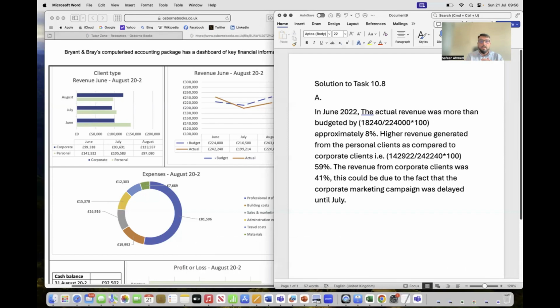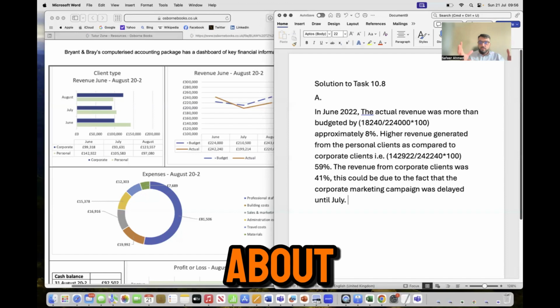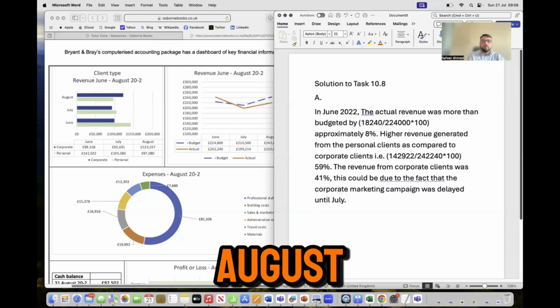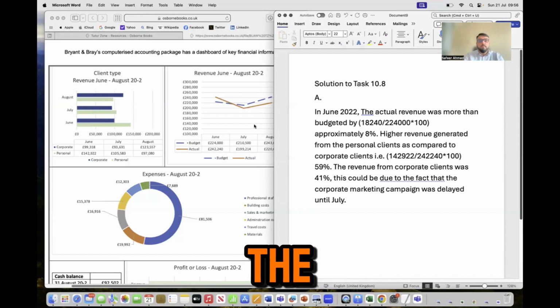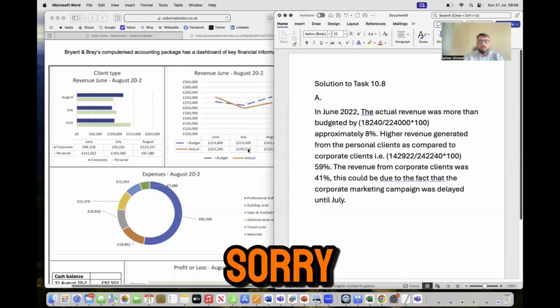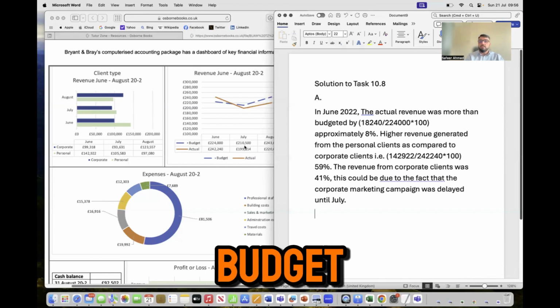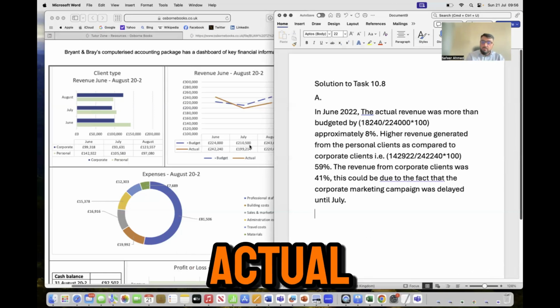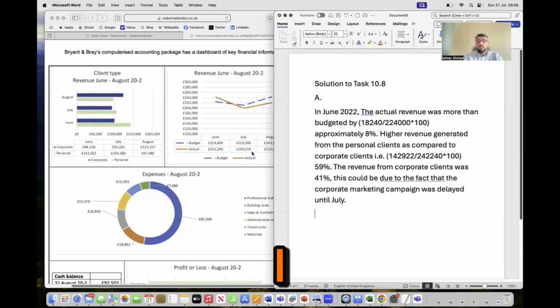Now, you already talked about the month of June. So now you're going to talk about the month of July and then August. If you look at the month of July, it was slightly under budget. It was slightly lower than budgeted revenue. You can see the budgeted revenue was 210,500, whereas the actual revenue was 199,214.